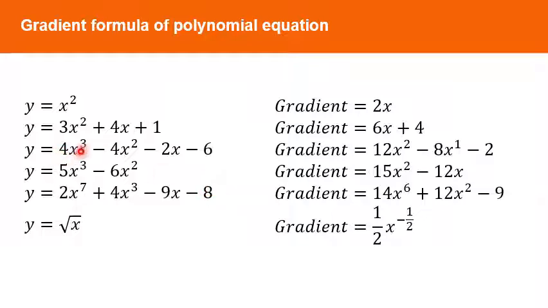Here for x to the power of 3, 4 with 3 make 12, and then the power of 3 minus 1 will be power 2, and this one negative 4 with 2 will make negative 8, and then 2 minus 1 is 1. You don't have to write it, but if you want to write it like I did in here also, it's okay. And then this is negative 2x in here become negative 2.